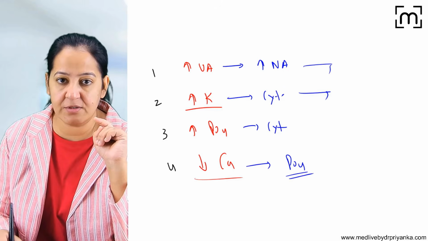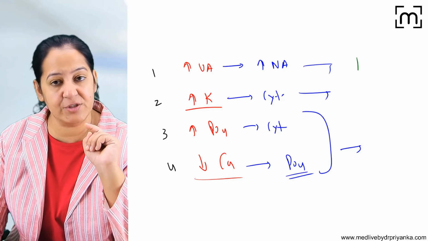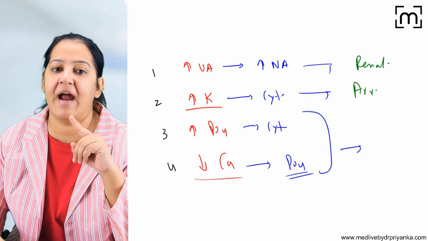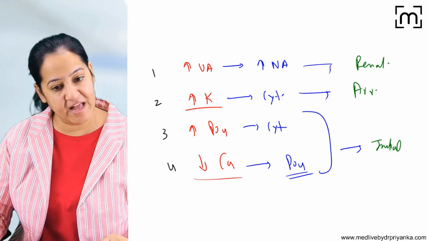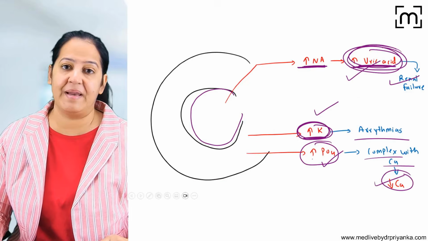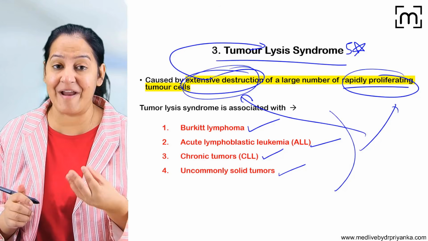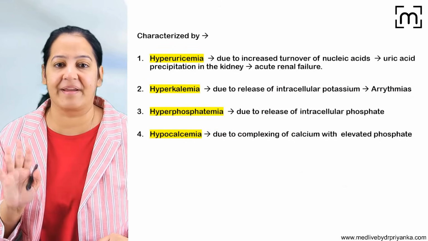And what are the consequences of each of them? You know the consequences also. Hyperuricemia leads to renal failure. Hyperkalemia leads to arrhythmia. And the calcium and phosphate imbalance in the body. So that is the meaning of tumor lysis syndrome. It occurs in rapidly dividing and rapidly destroying tumor cells like Burkitt lymphoma.